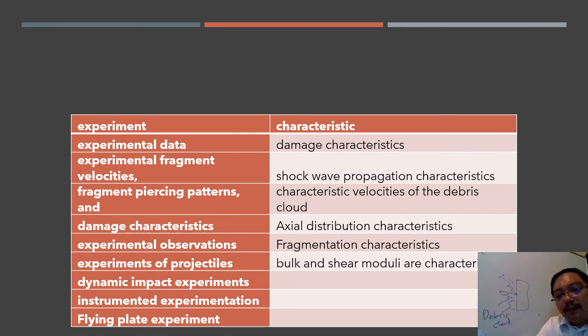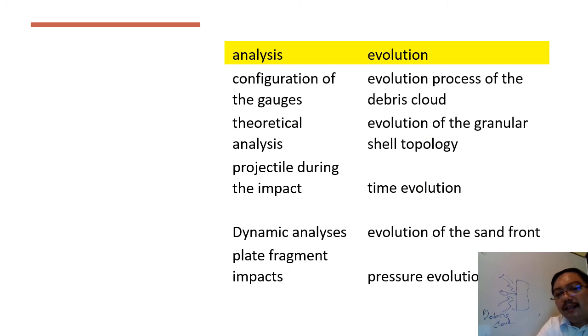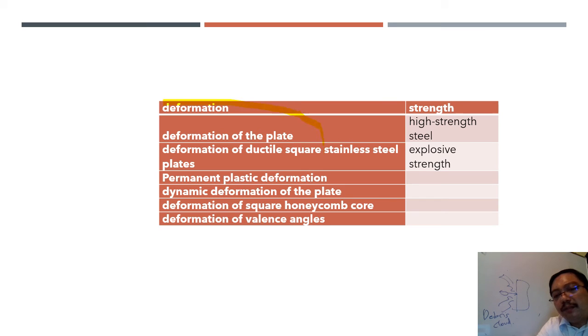And this is among the experiments that you may encounter, and then you may use these experiments also. Fragmentation damage characteristics. This is the damage characteristic you may study, shock wave propagation characteristics, and many more. This is analysis: combination of gauges, theoretical analysis, projectile impact, dynamic analysis. This is the time evolution of granular material. And this is the deformation of plate.